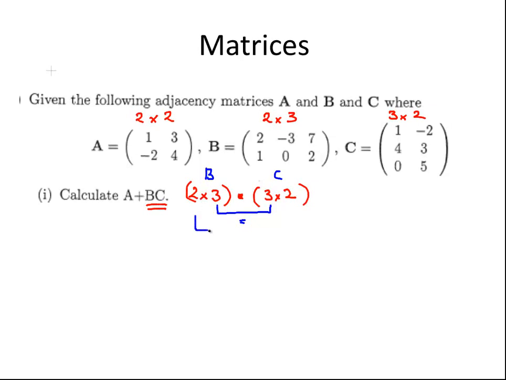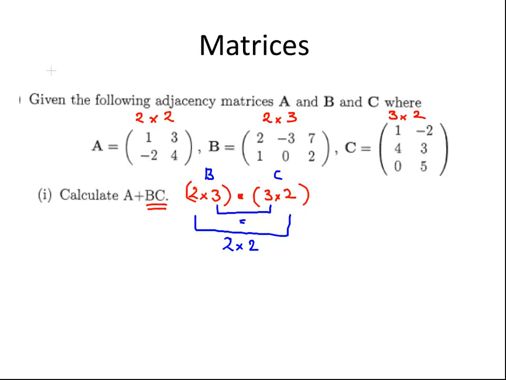And what is the dimension? It is the number of rows of the first matrix times the number of columns of the second matrix. So what we have is a 2 by 2 matrix. So B times C is a 2 by 2 matrix. A is also a 2 by 2 matrix, and we can add them together, no problem. So what we have to do first off is multiply B times C, and we know it's going to be a 2 by 2 matrix.